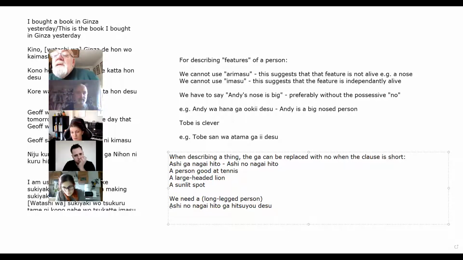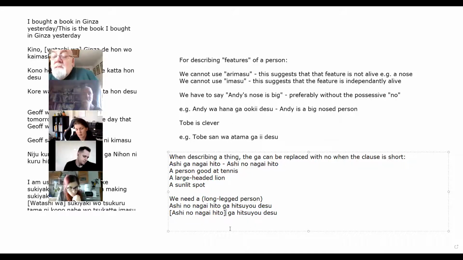Let me just write that out again, so I am being clear. Ashi ga nagai hito ga hitsuyou desu. It starts to become unclear what the actual subject is. So here we use no to make this a compacted subclause. Ashi no nagai hito, a person of long legs.